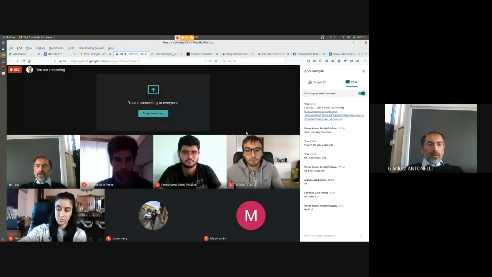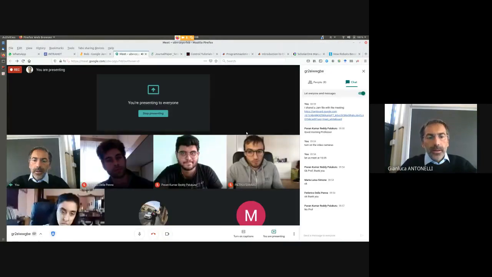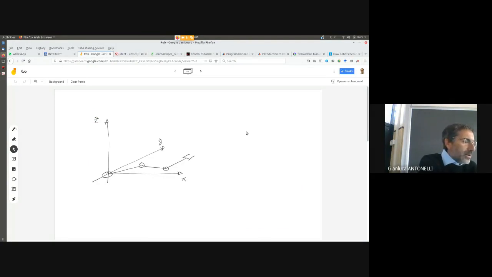Okay. So the question was why we do have those null rows in the Jacobian for the three-link planar robot. Let's see why easily on the board. This is a 3D view of a planar robot, and any kind of joint movement that I can imagine is a rotation around the x-axis, okay?